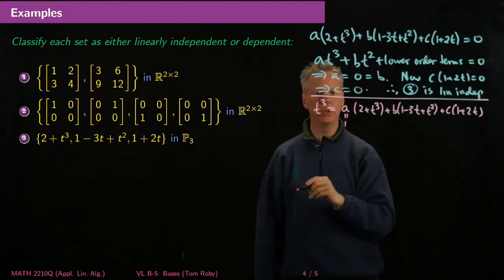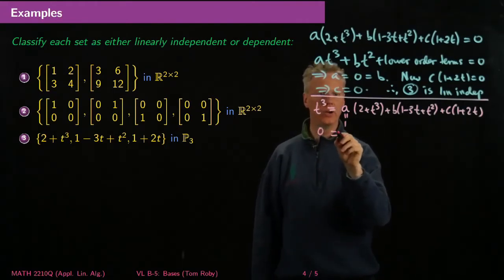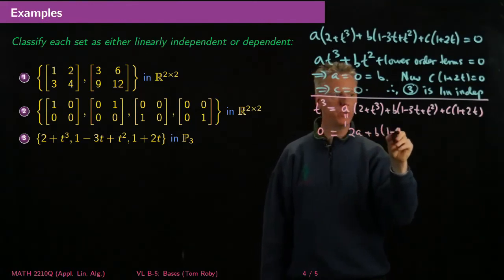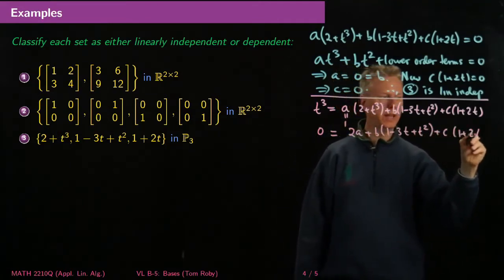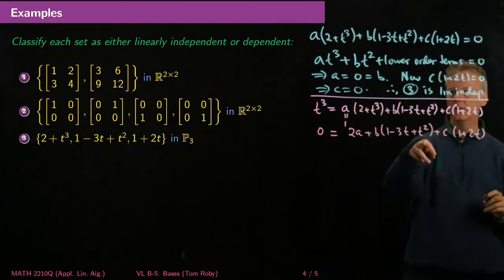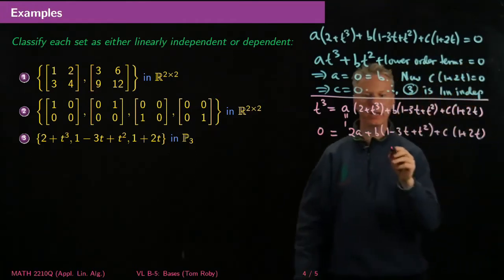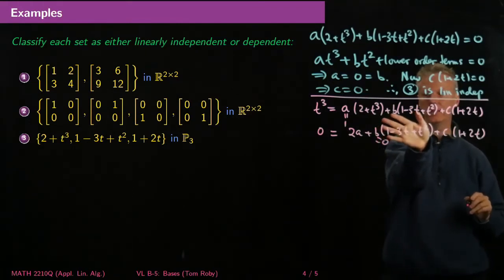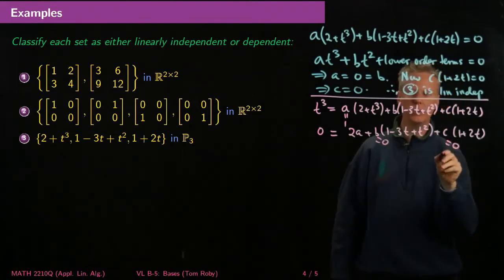So a would have to be equal to 1, and when I subtract the t cubed from each side, I get that 0 was equal to 2a plus b times (1 minus 3t plus t squared) plus c times (1 plus 2t). Now the only t squared anywhere is b t squared. There's nothing here or here to cancel it out, so therefore b has to be equal to 0. And once b is equal to 0, I can forget about this. And the only coefficient of t is 2c t, so that has to be equal to 0.